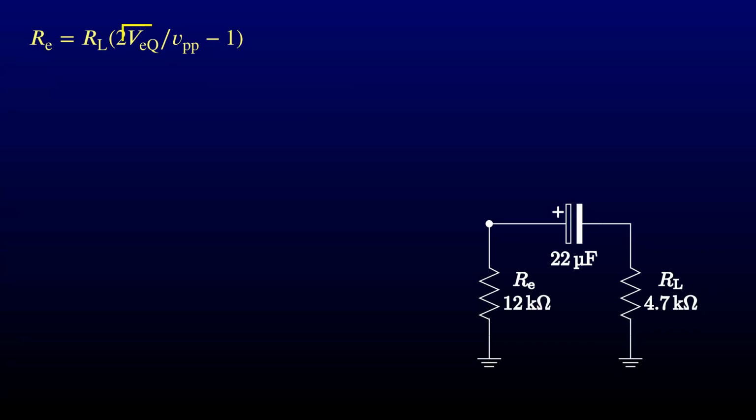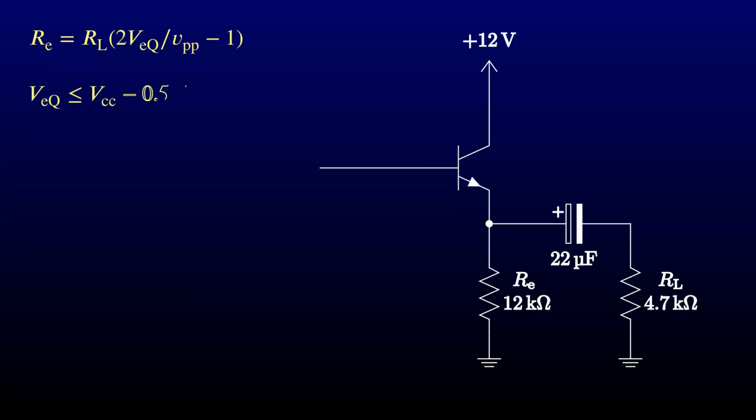But we still don't know what to choose for the quiescent voltage. Or do we? We still haven't considered what happens on the most positive swing of the signal. The transistor can't be allowed to go into saturation. The voltage at the most positive swing has to be a little bit below the collector voltage. Let's say half a volt. The emitter resistor and quiescent voltage then determine all the component values on the input side.